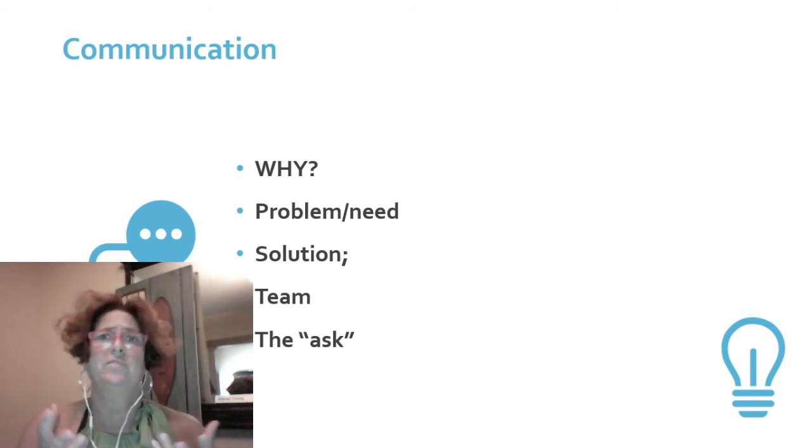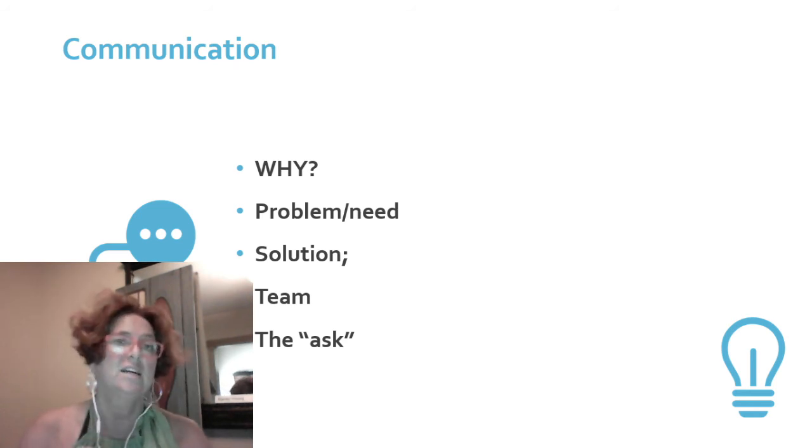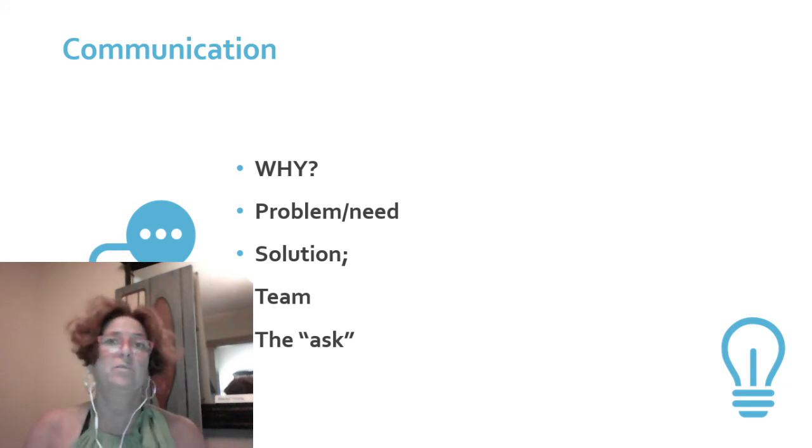Talk a little bit about the team. Who was on your team? Where were the skills allocated? What gaps did you have? How did you get along? How did you negotiate with one another? And then finally, the ask. What is the next step? Would you ask for investment? Would you ask for advice or mentorship? What's the next step?